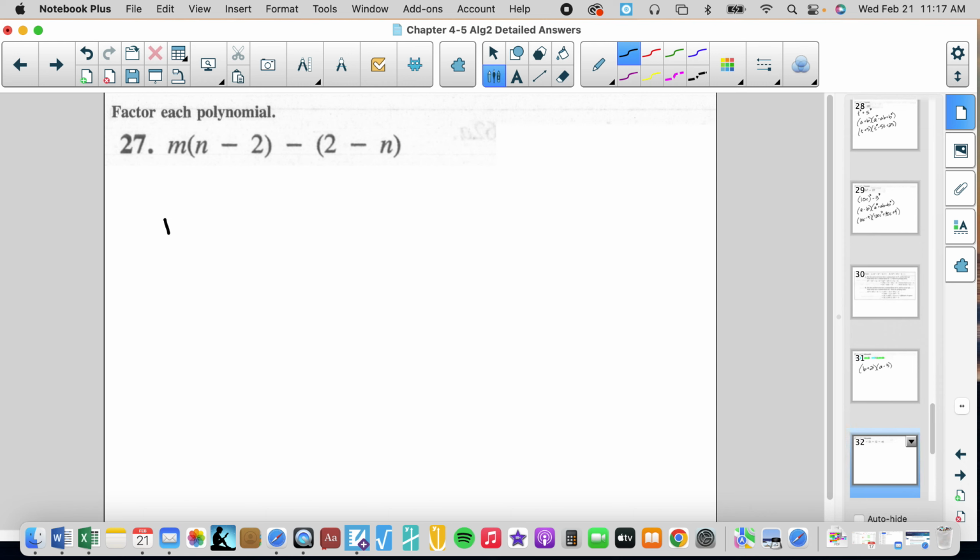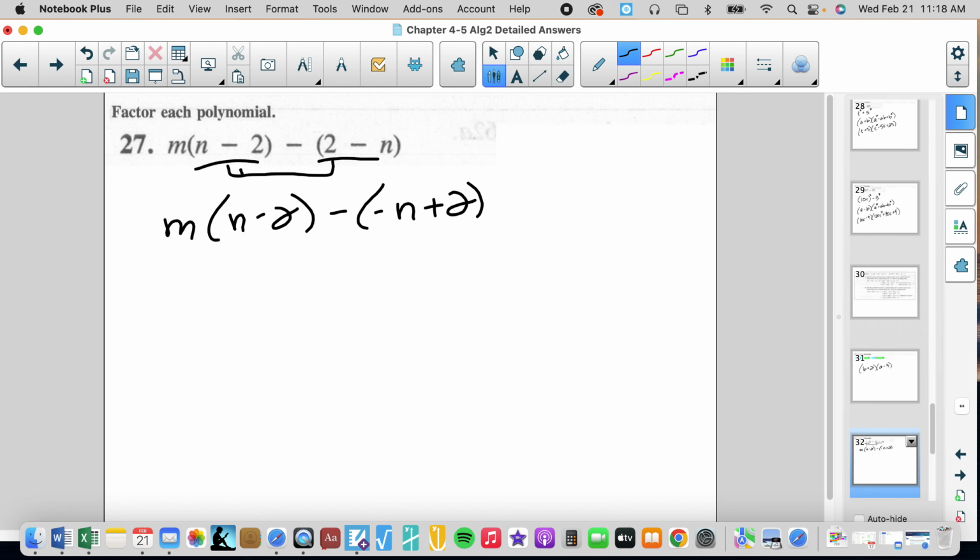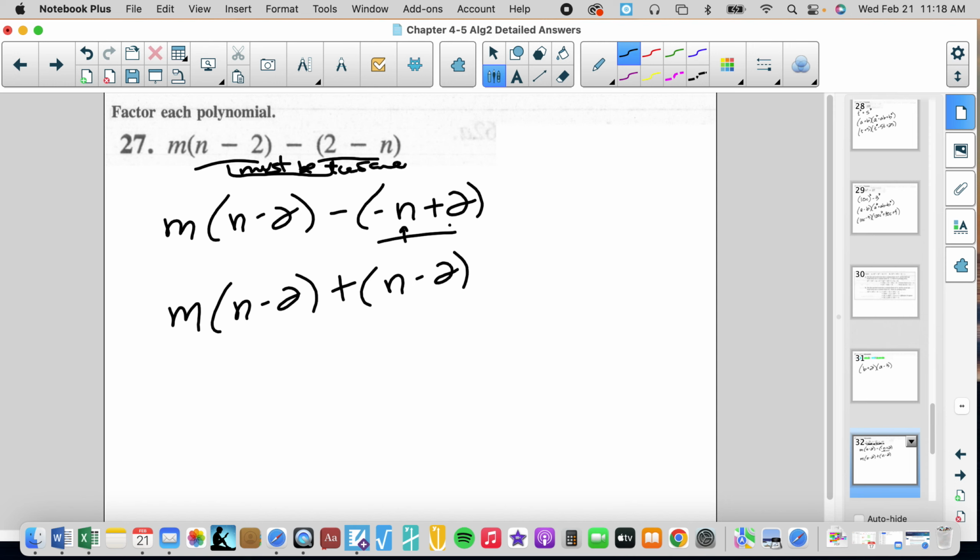Oh, this is tricky. So we're going to rewrite this as negative n plus 2 because these have to be the same. They must be the same, and they're not, so we rewrite it. And now let's factor out a negative from there. If I take a negative out of there, that becomes positive, and we have n minus 2 because it's going to switch each of the signs. And now they're the same. So if I take out an n minus 2, I'm left with m plus 1. That's the tricky part. There are two tricky parts in this one.